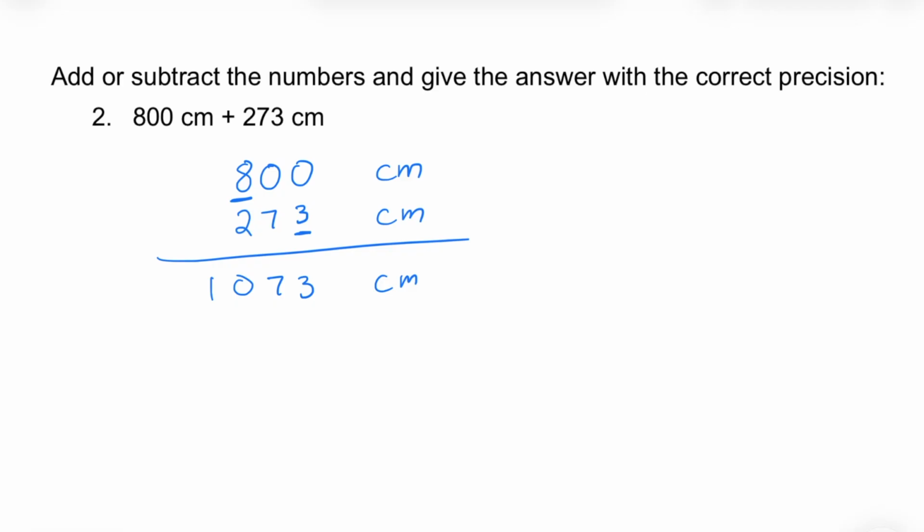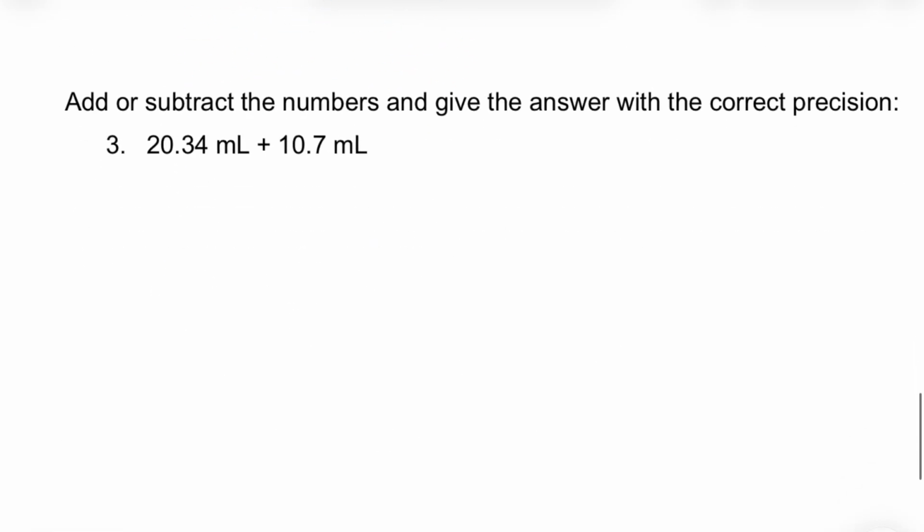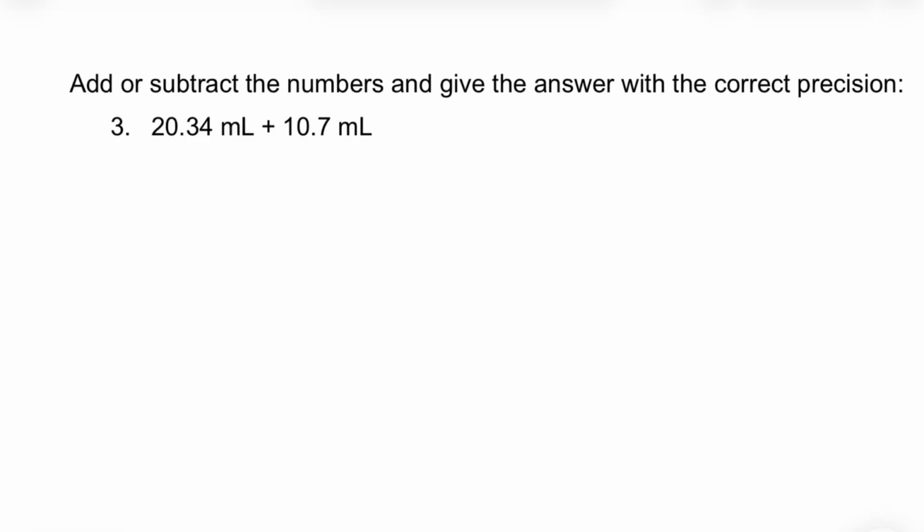But we're limited, between these two numbers that are being added together, by the one with the least precision, and that is the one that has the hundreds place value. And so we have to round to the hundreds place value here. So if we take that 0.73 and round up, we will end up with 1,100 centimeters as our rounded answer. That is the level of precision we get when we add those two numbers together, the 800 centimeters and the 273 centimeters.